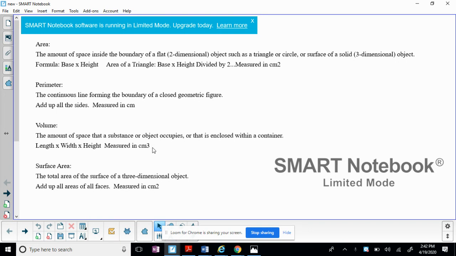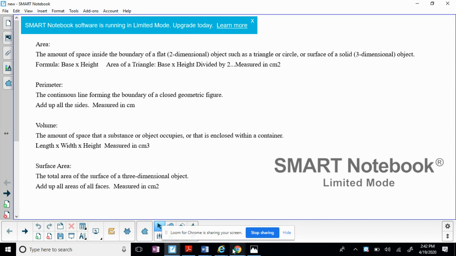The definition of volume is the amount of substance or object occupies within a container. What I think of is a fish tank. The reason is that my brother, growing up, always had fish tanks, tropical fish tanks, and they always maintained water levels. So I always have a memory of him filling them up and cleaning them. Think of how much water you fit into it. That's a real application of volume.